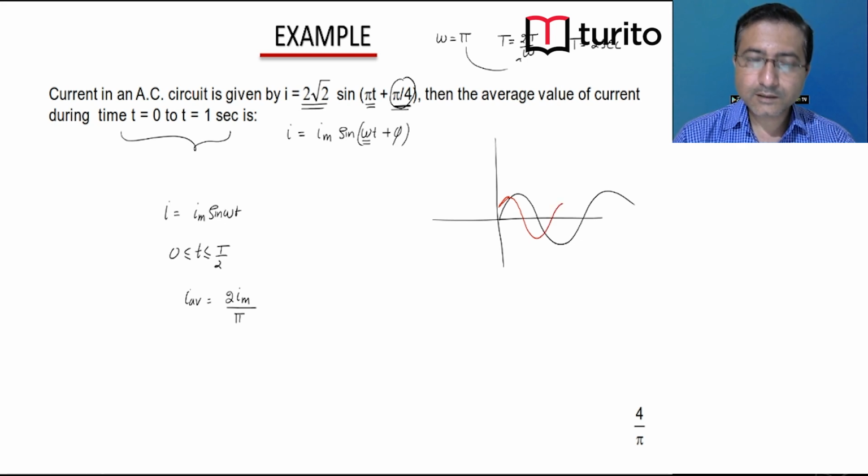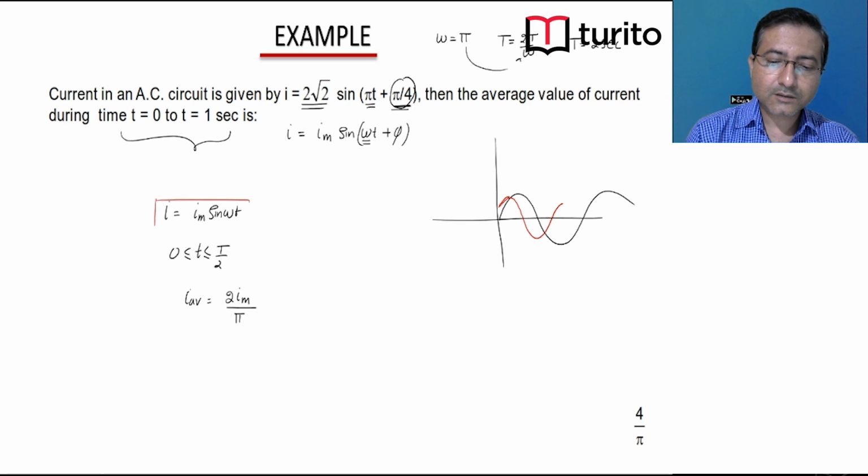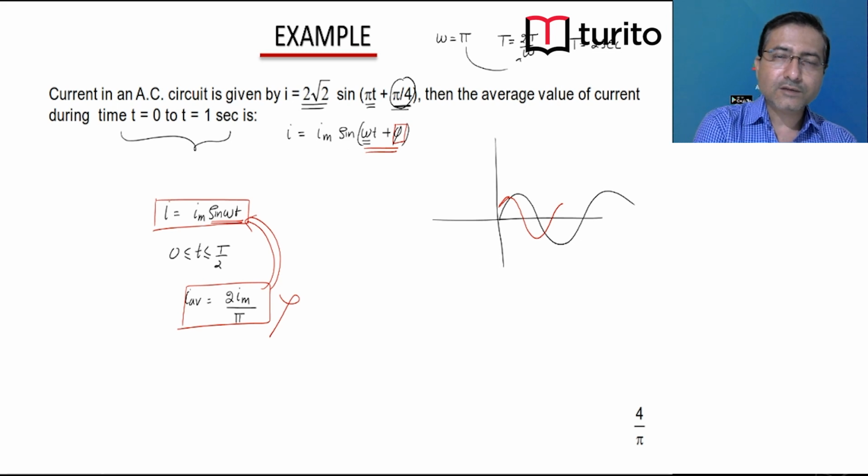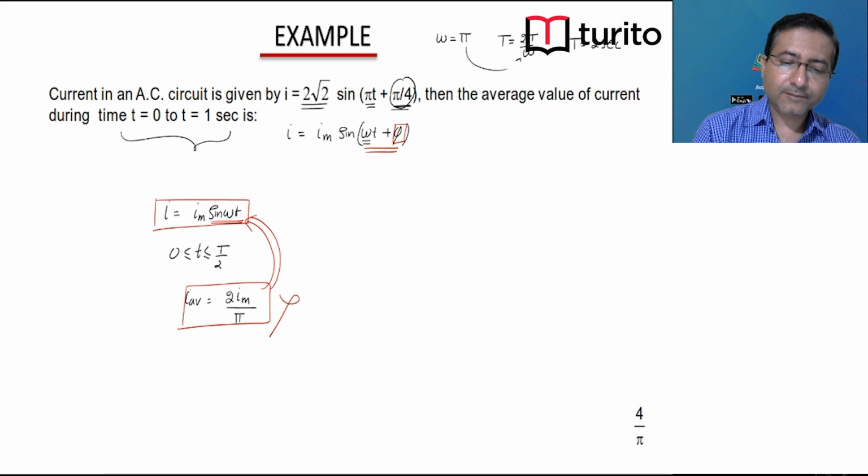So now you can see you cannot use this formula because the expression is not same. It is not Im sine omega t. It is Im sine omega t plus phi. So additional term phi is coming. So because of that, I cannot use this one. So how to find out the average value? Again, we will go to the basics. We will apply the formula.